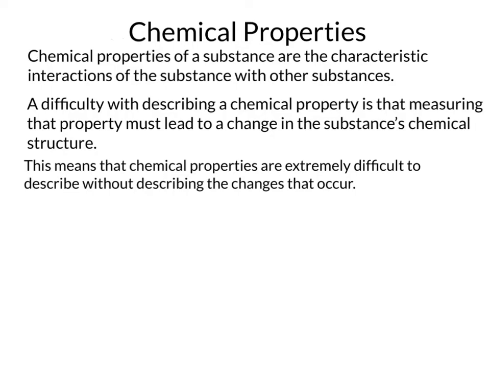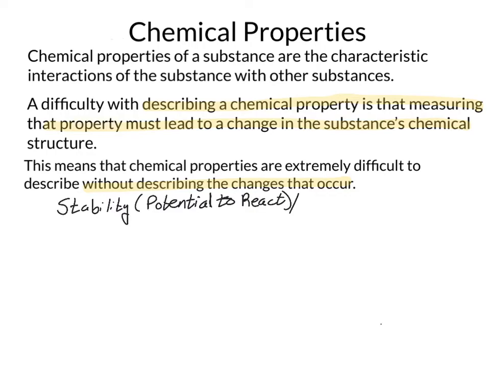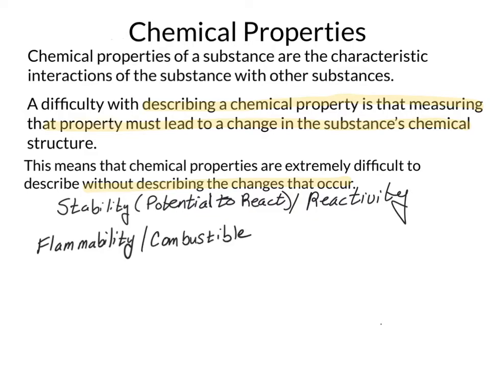The chemical properties of a substance are the characteristic interactions of that substance with other substances. It is very difficult to describe chemical properties, because measuring that property must lead to a change in the substance's chemical structure. That means chemical properties are extremely difficult to describe without describing the changes that occur. Some of the basic chemical properties that we look at are stability, potential to react, and reactivity. So we might look at the flammability, or a similar term, combustibility.